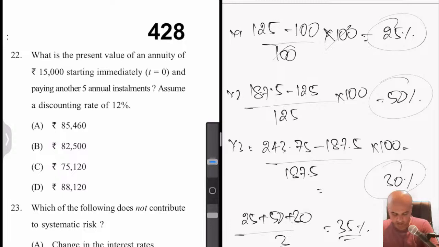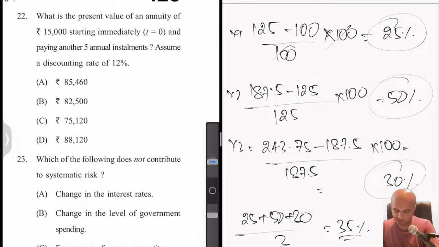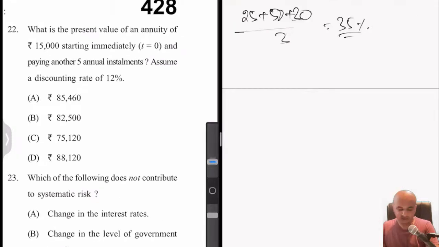That was question number 20. Okay, 21 we had solved. 22. Which is the present value of an annuity of rupees 15,000 starting immediately and paying another 5 annual installments? Assume a discounting rate of 12%, they say.